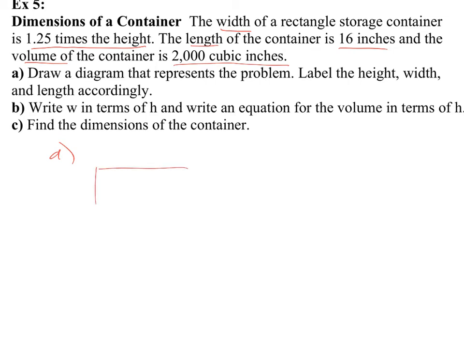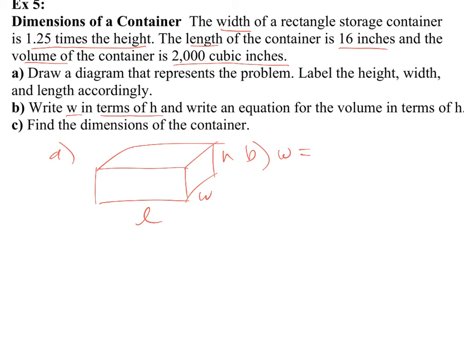Okay, so we draw a rectangle. We draw 3 parallel lines, horizontal line, vertical line. I have my height, my width, and my length. Okay, part B. Write W in terms of H and write an equation for the volume in terms of H. All right, W in terms of H. What does that mean? So you have W, and it's equal to some expression that contains H.